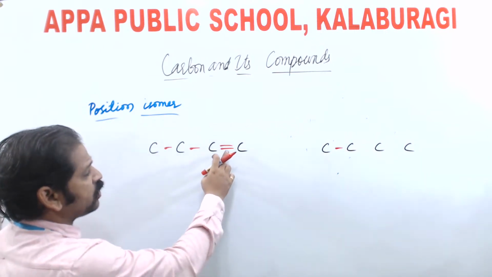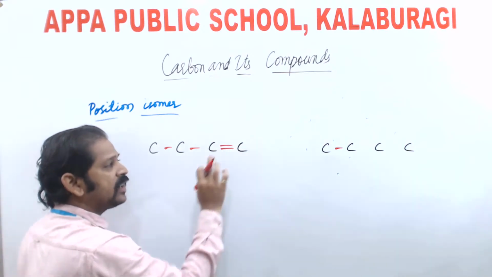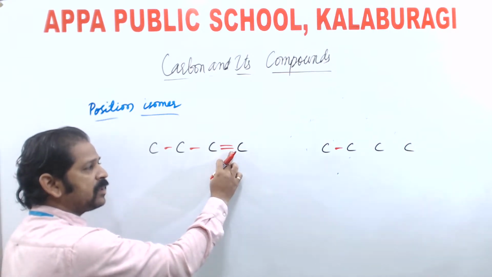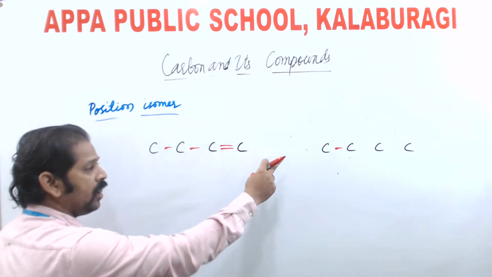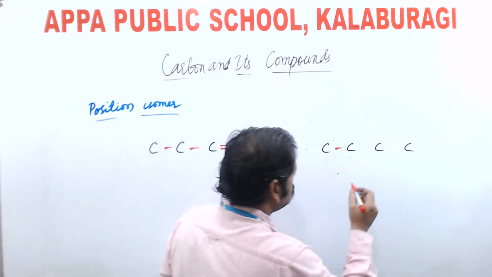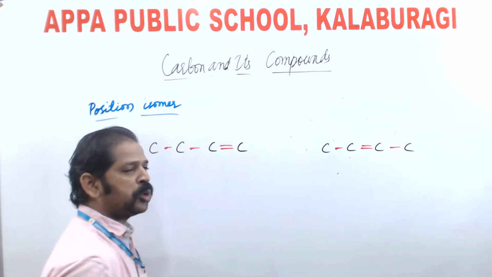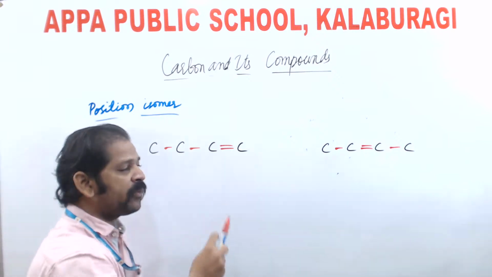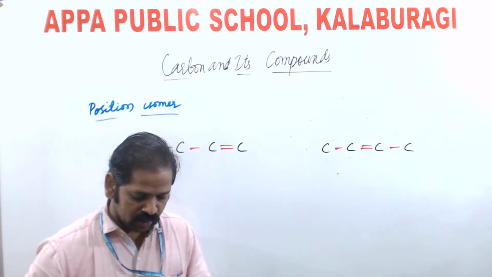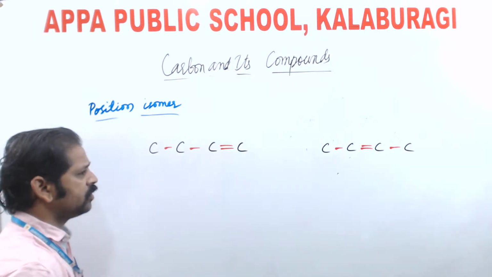But here I have shown the double bond after the first carbon, at the right side. Here I'll show the double bond at the center. These are the positions actually. Position of double bond has been changed. Position of double bond has been changed automatically. There is a change here.